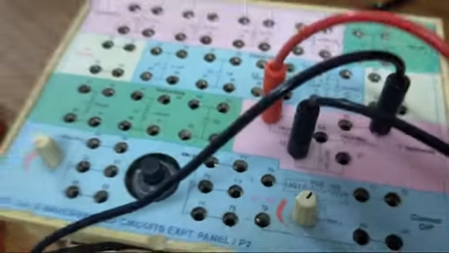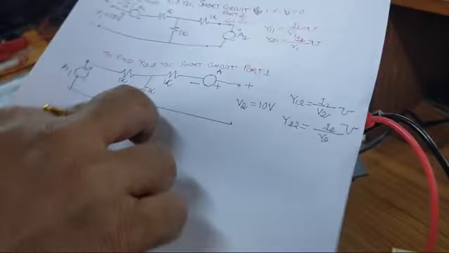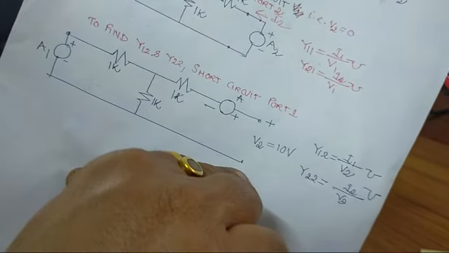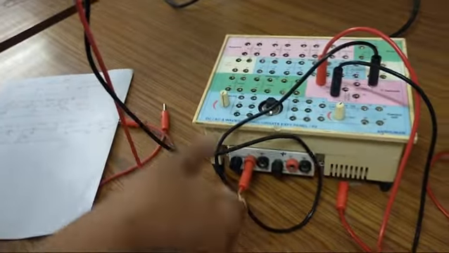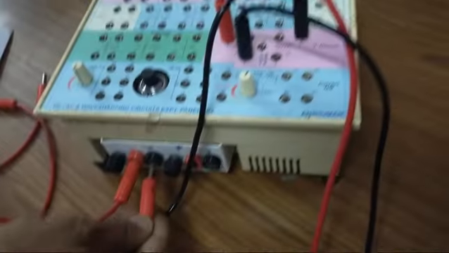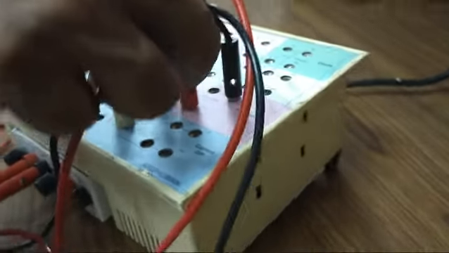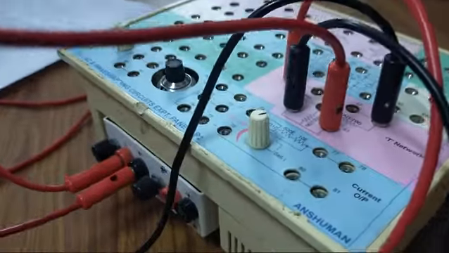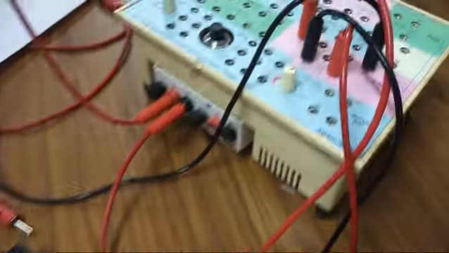Next, this 1K is connected to the negative of the supply. This means we have to take one wire. Negative end is connected to this end of the 1K. Now we have completed the circuit.